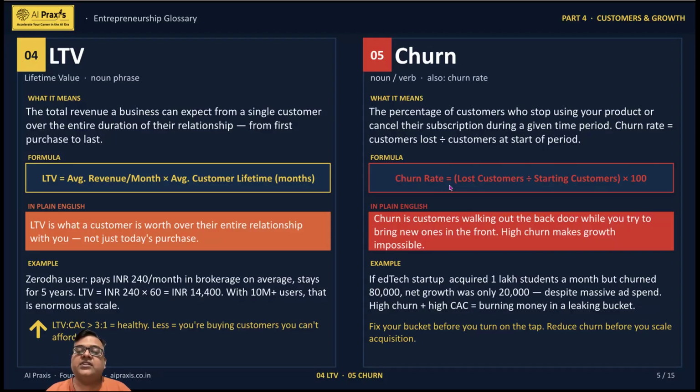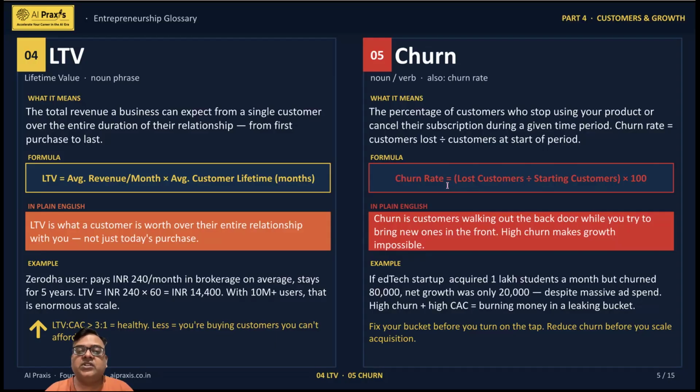Now, one very important benchmark mentioned here is the LTV to CAC ratio, which is very important. Ideally, the LTV to CAC ratio should be 3 times at least. And that's what investors also look at before they give you money in exchange for equity or whatever. That means if you spend 1,000 rupees to acquire a customer, they should generate at least 3,000 over time. If not, the business model is actually weak, right?